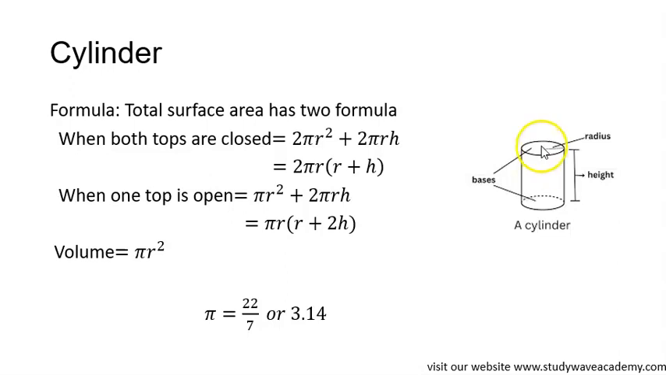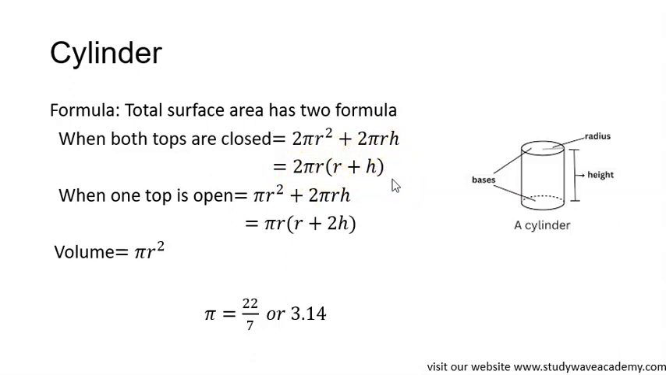Okay, this is the top of the cylinder, right? Let's say it's the cover of the cylinder. Okay, there's a formula to find it when the two tops are closed, and there's a formula to find it when one is open. Okay, so to find the total surface area when the two tops are closed, the formula is 2 pi r squared plus 2 pi r h, which can be simplified into 2 pi r bracket r plus h bracket close.